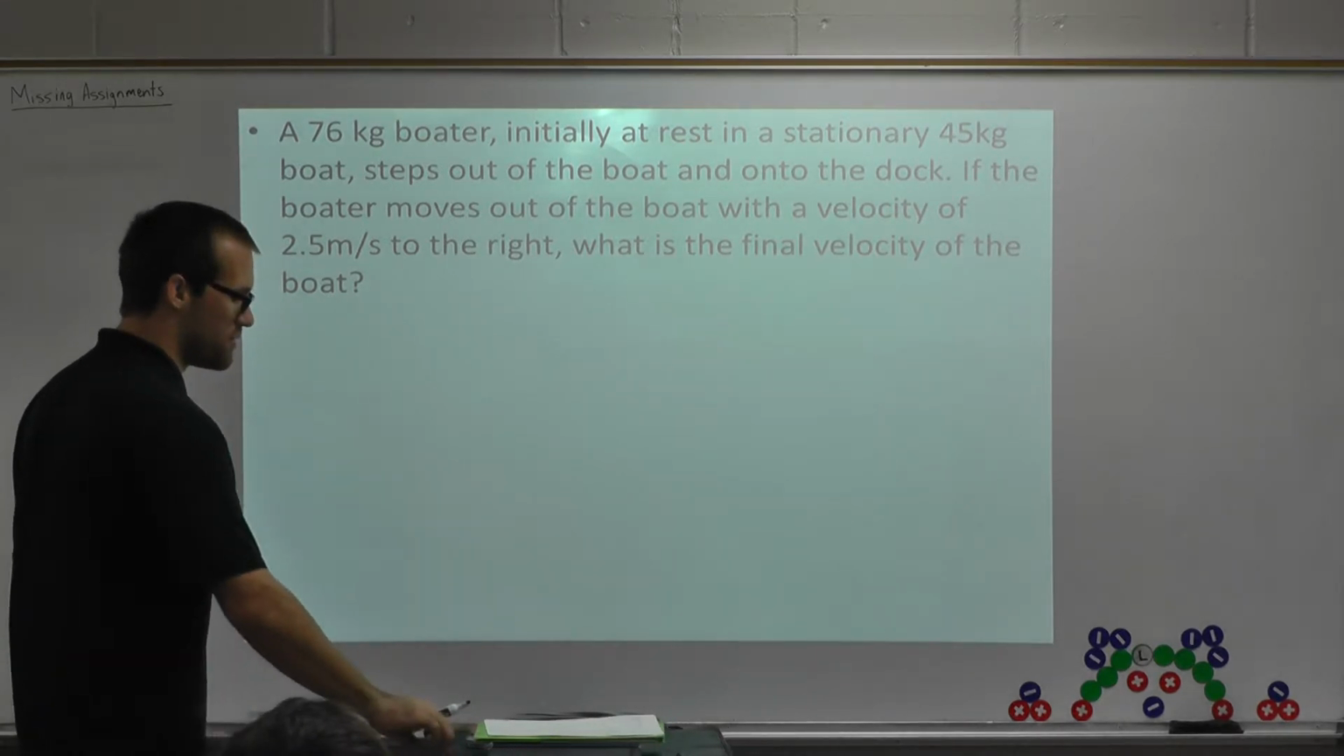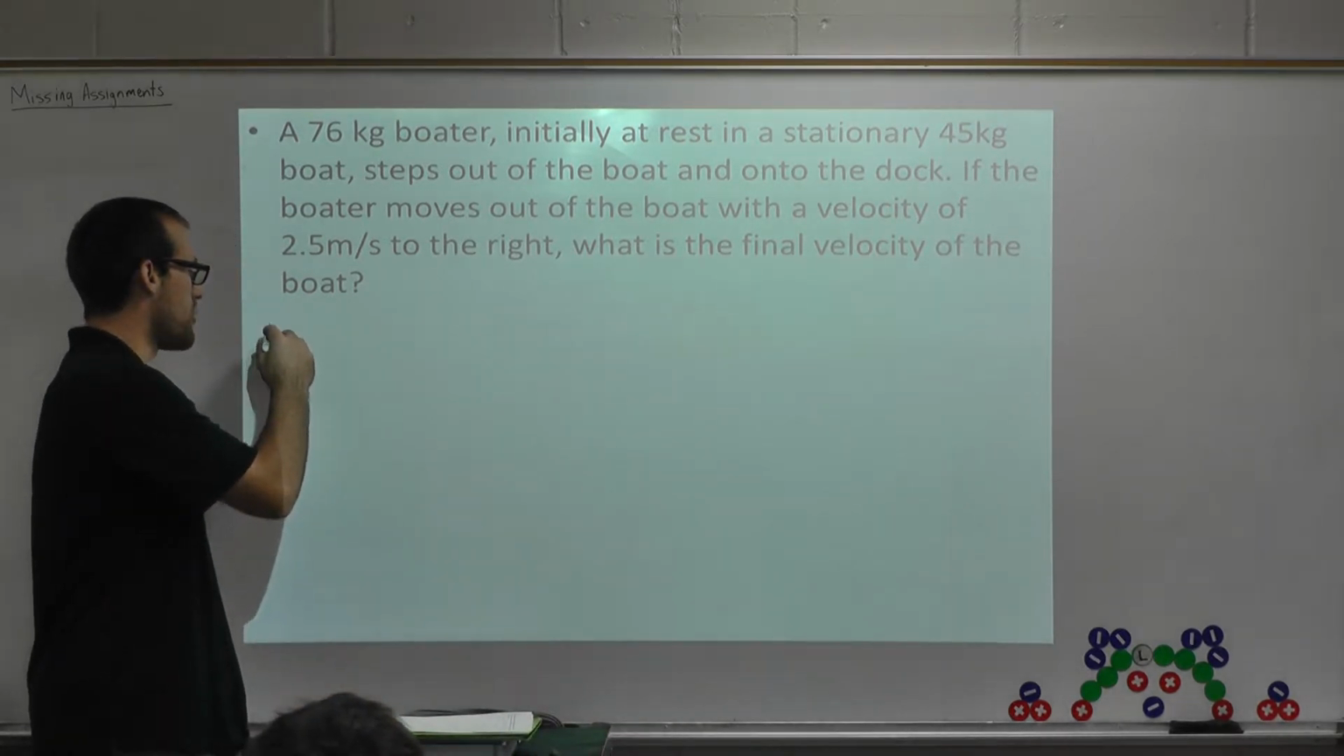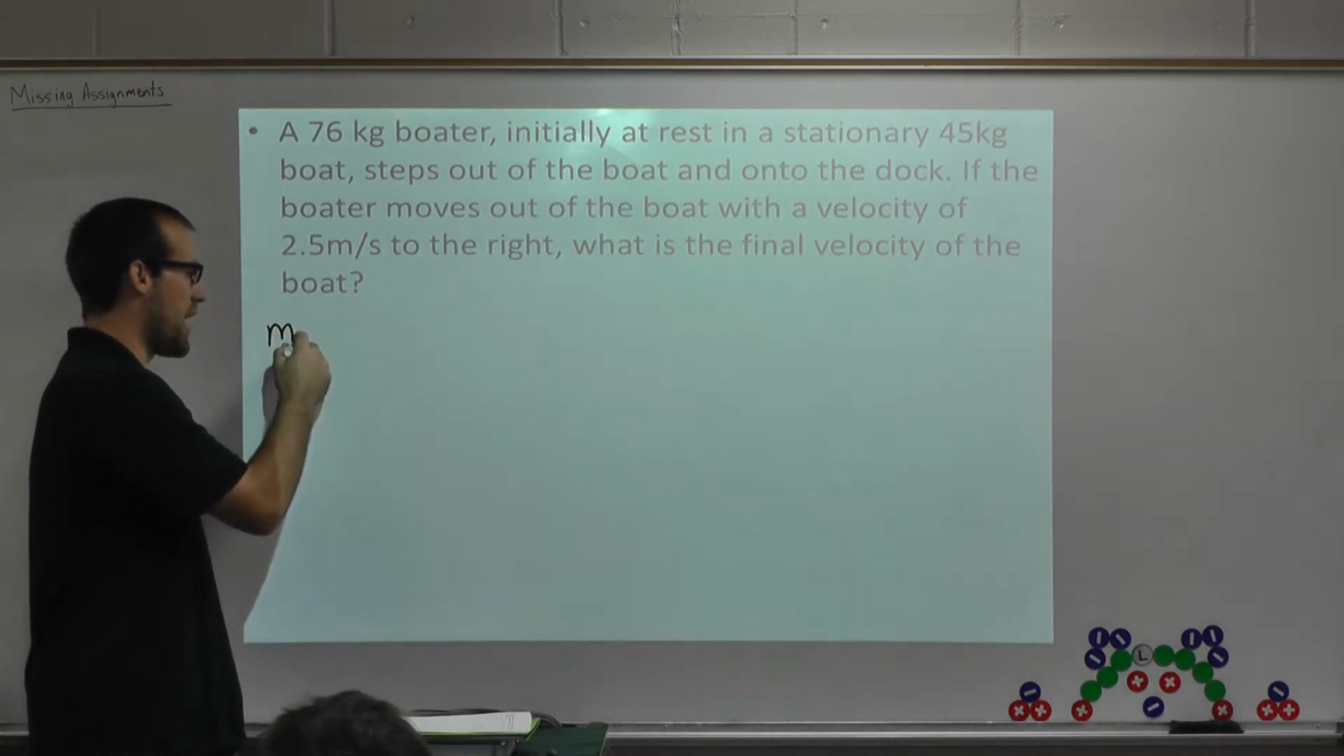Alright, so give me some variables. Mass is 76. We need to clarify, so we can call it M1.